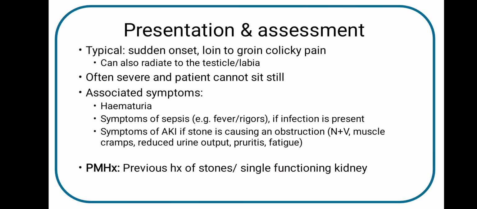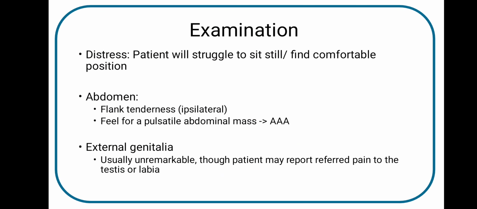Some other symptoms patients could have: hematuria, which could be microscopic or visible hematuria. And some of these patients could be quite unwell and present with symptoms of sepsis or symptoms of an acute kidney injury like muscle cramps, reduced urinary output, and just general malaise. Past medical history, some of these patients could have a previous history of stones, and sometimes when these patients present, they could tell you this pain is very characteristic of the pain I had when I had a previous kidney stone, and this could point you in the right direction.